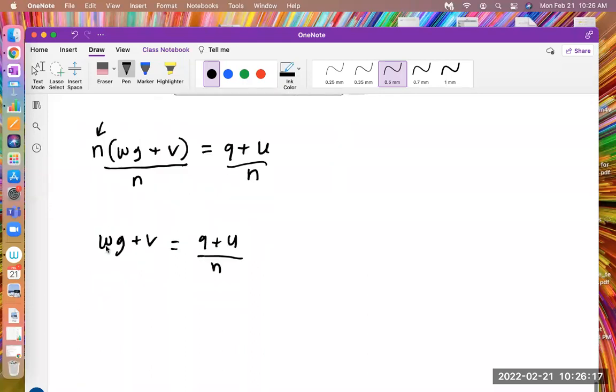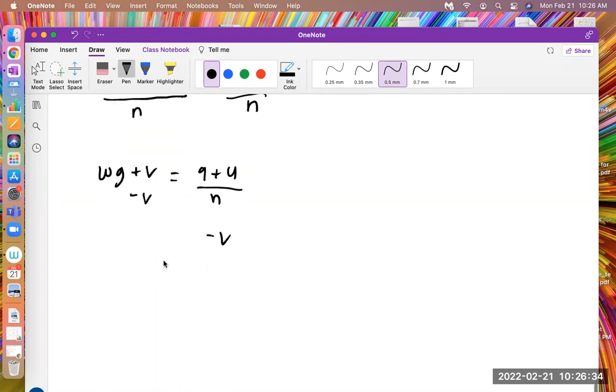So we're taking G and we're multiplying by W and then adding V. So first, if we're adding V to the WG, and it's not in parentheses, we subtract V on both sides. So I get WG is equal to Q plus U over N minus V on this left side.